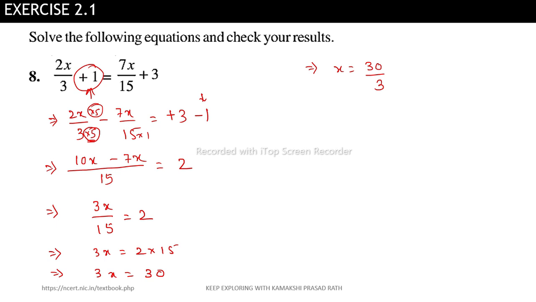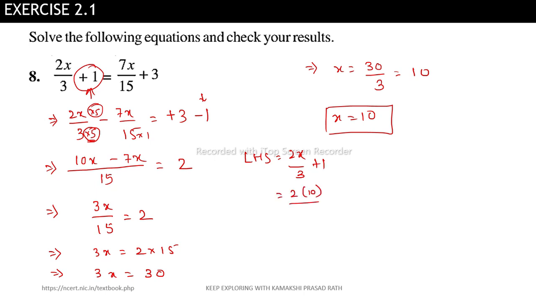3 is multiplied on the left side, so it will be divided on the right side. So 30 by 3 becomes 10. Now we'll check whether this is the correct solution or not. First, LHS: we have 2x by 3 plus 1. So 2x by 3 is 2 times 10 by 3 plus 1. So 2 times 10 is 20 by 3 plus 1. We get 3 ones, so 23 by 3.